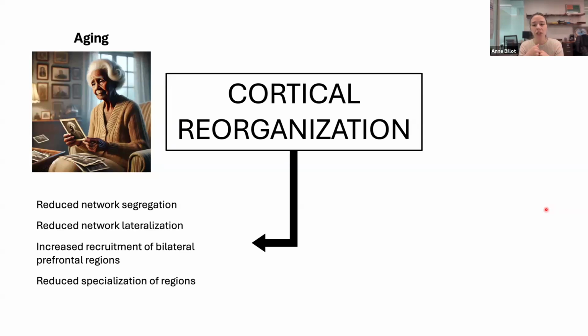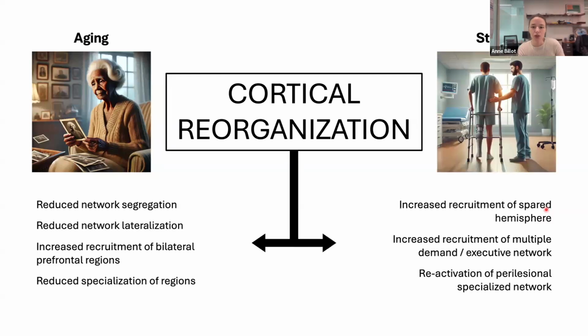And we may also see increased recruitment of bilateral prefrontal regions with age, or reduced specialization of regions, which is also called dedifferentiation. And after a stroke, there's some overlap between these mechanisms, but researchers have also tried to identify which neural changes explain the recovery of different functions. And these observations include the increased recruitment of the hemisphere contralateral to the lesion, and the increased recruitment also of the executive control or multiple domain or cognitive control network. This one has many names. And in addition to that, the reactivation of spared regions that were specialized in the impaired function before the stroke also seems to play a role in stroke recovery.